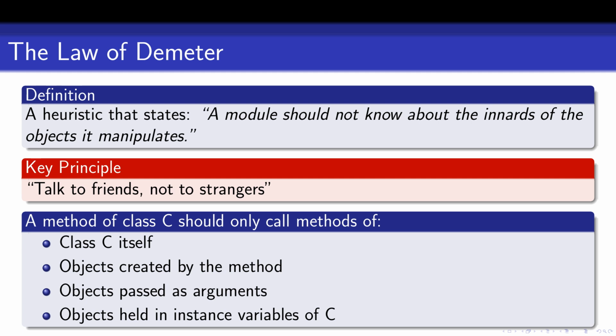Next up, the Law of Demeter, a handy heuristic for keeping code clean. It says a module shouldn't dig into the guts of objects it uses. Stick to talking to friends, not strangers. A method in Class C should only call methods on C itself, objects it creates, arguments it gets, or its own instance variables. It's about staying in your lane and respecting boundaries.